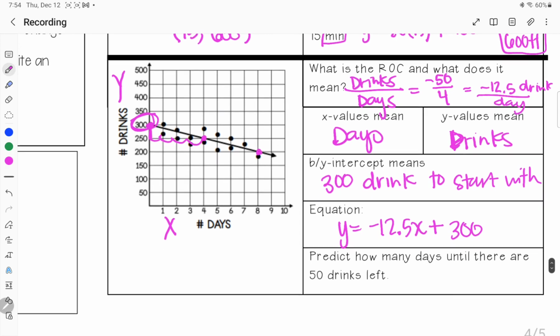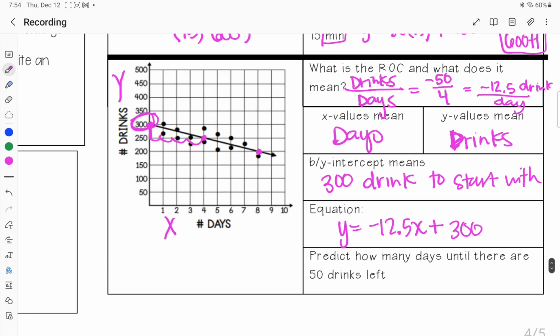There's my equation. Now I'm going to predict, and the reason we're predicting is because since this is a line of best fit, we're making a prediction off a line that's not perfect. That's why we're only predicting. So it says how many days until there are 50 drinks left. So my unknown, I have 50 drinks, and drinks represent my y value. So I'm going to put in 50 here. I'm replacing y with 50, equals negative 12.5 x plus 300.